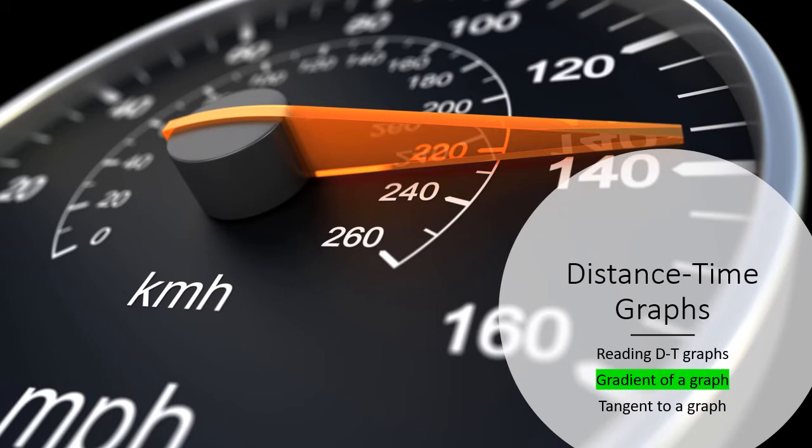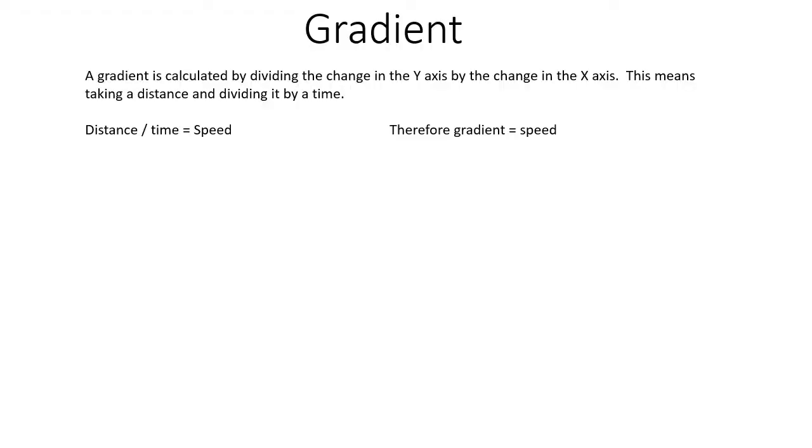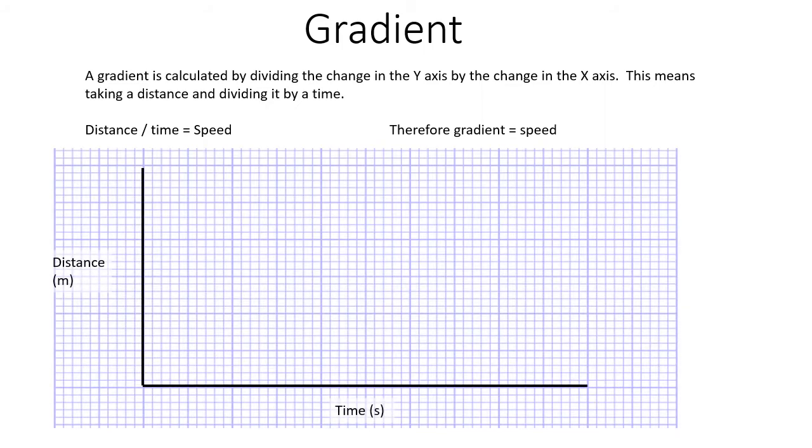Let's have a look at how to calculate the gradient of a graph. A gradient is calculated by dividing the change in the y-axis by the change in the x-axis. This means taking a distance and dividing it by a time. We know that a distance divided by a time is a speed. Therefore, the gradient is telling us what speed the object is travelling at.